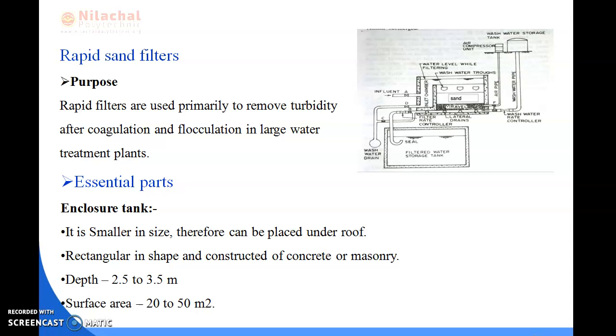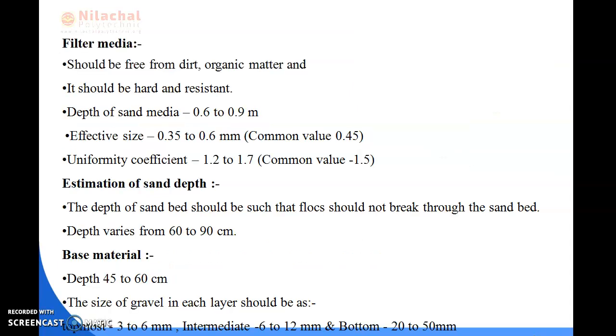First we'll be reading about the enclosure tank. It is smaller in size, and therefore it can be placed under a roof. Okay, and it is of a rectangular shape, and it is constructed of concrete or masonry, and the depth of the enclosure tank is 2.5 to 3.5 meters, and the surface area is 20 to 50 meter square.